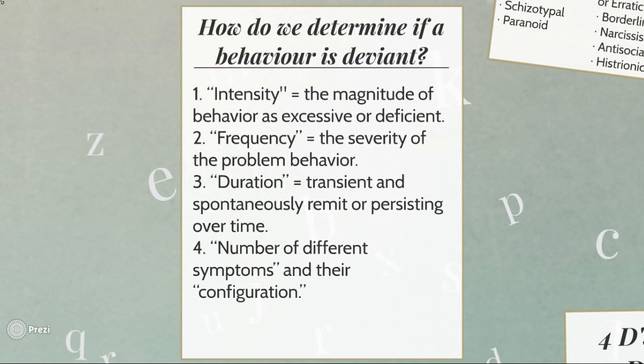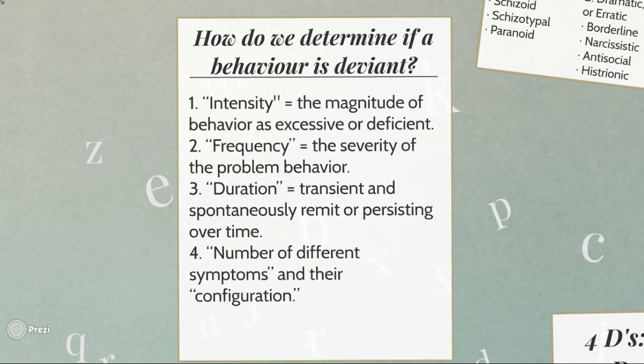How do we determine if a behavior is deviant? First, intensity refers to the magnitude of behavior as excessive or deficient. Second, frequency refers to the severity of the problem behavior, or how often it does or does not occur. Third, the duration of behavior must be considered. Some difficulties are transient and spontaneously remit, whereas others persist over time. The final parameter of deviance concerns the number of different symptoms and their configuration.